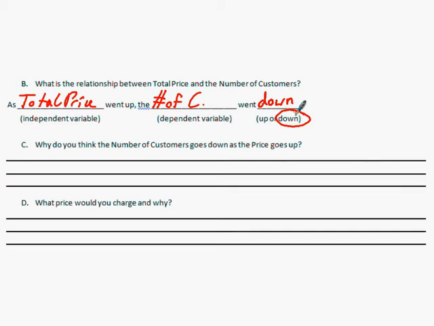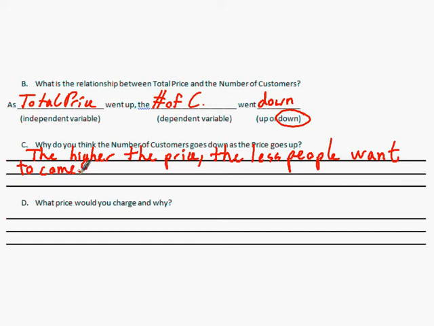Why do you think the number of customers goes down as the price goes up? It's pretty logical. The more you charge for something, the less people can buy it. So the higher the price, the less people want to come. Oops, I'm writing in the thick font. So let's write in the thinner one so it's more legible.